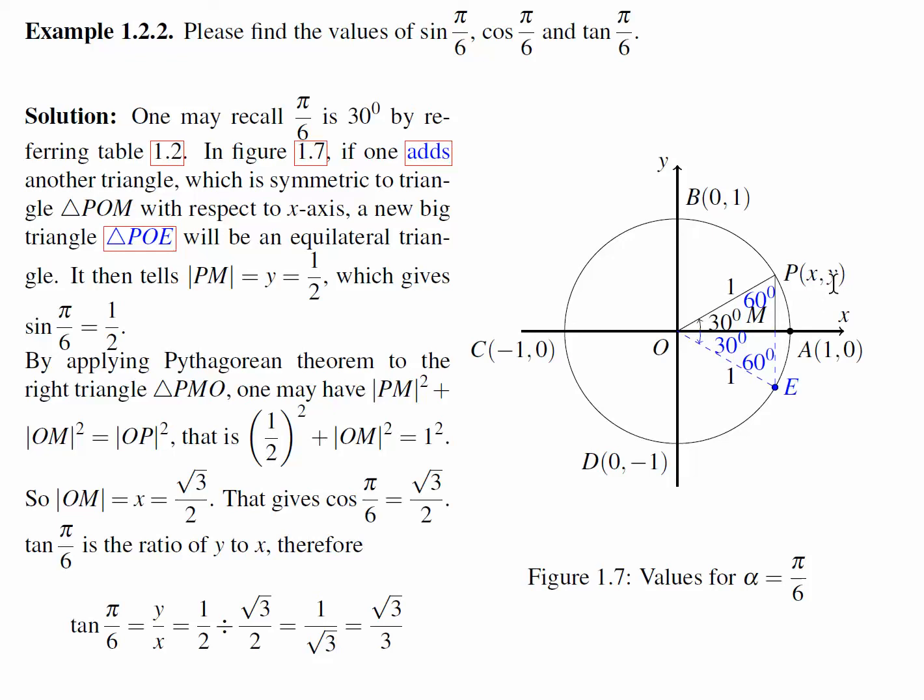So then what will the sine value be? Right here, sine of 30 degrees, or pi over 6, is just 1/2.